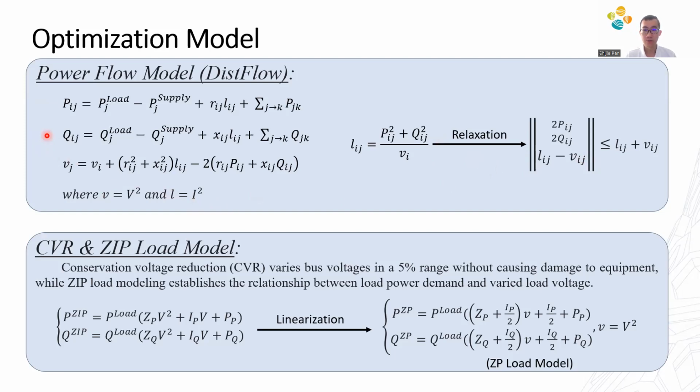CVR, which is conservation voltage reduction, varies bus voltage in around a 5% range without causing damage to the equipment. And because of this varying voltage, we want to build a relationship between load voltage and load power demand. So we introduce the VIP load model. Also, it needs to be linearized before applying into the optimization formulation. And here is the VP load model after the linearization.